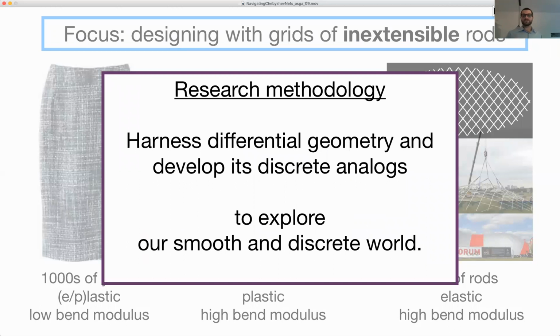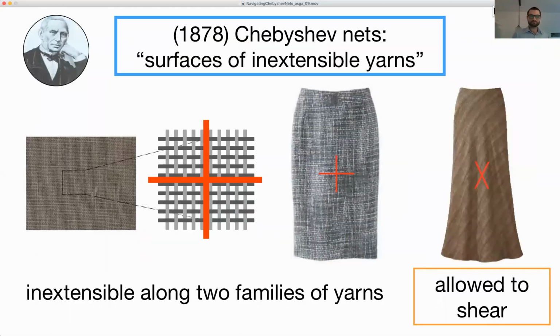What we want to do is use techniques from differential geometry and its discrete analogs to try and model these shapes. The model that we're going to build from was introduced by Pafnuty Chebyshev in 1878. You are probably more familiar with his work in probability theory or many of the other things that he did, but he also studied fabric. The story goes that he was hired by the Russian army to try to minimize the amount of fabric required to make military uniforms. So he asked, how do I understand what shapes a piece of fabric can make? We have these two directions along the yarns, and these are not allowed to extend.